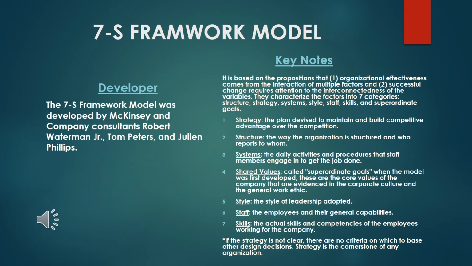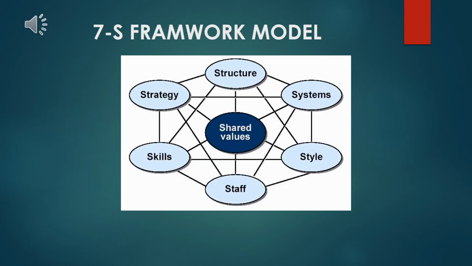The 7S framework model deals with 7 S's: strategy, structure, systems, shared values, style, staff, and skills. So remember, we're using that same concept. So we're going to identify components of every one of those S words, like on strategy, the plan devised to maintain and build competitive advantage over the competition, and so on. Here is the 7S framework model or diagram.